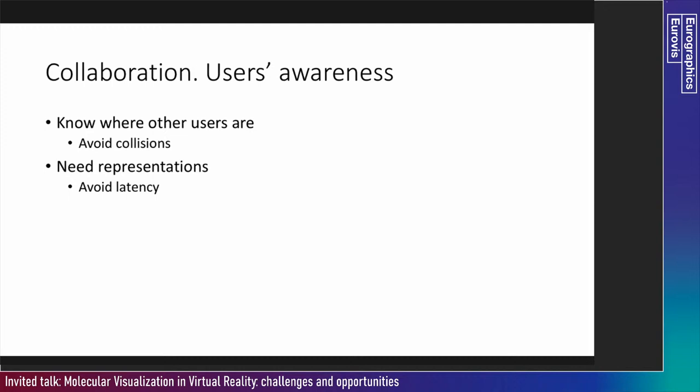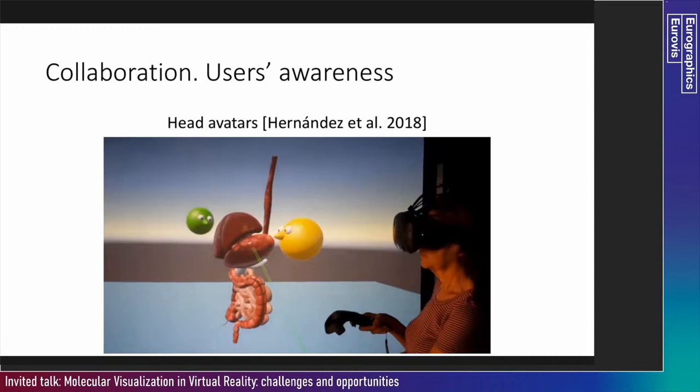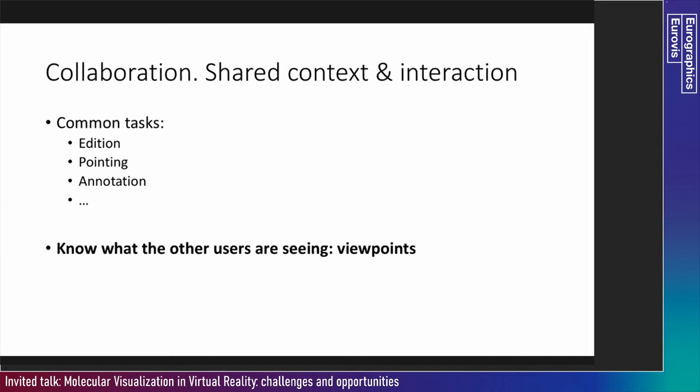The problem of user awareness is that we need to know where the other users are to avoid collisions. And in order to do this, we need representations with low latency. One common, popular approach is using heads to represent the other users, as we see here in this example. Regarding collaboration, the shared context and the interaction, there are several tasks that are common in virtual reality collaborative systems, such as edition, pointing, and annotation. All of them have an important core: we need to know where we are, what we are looking at, and sometimes we need to switch to the other user's viewpoint.